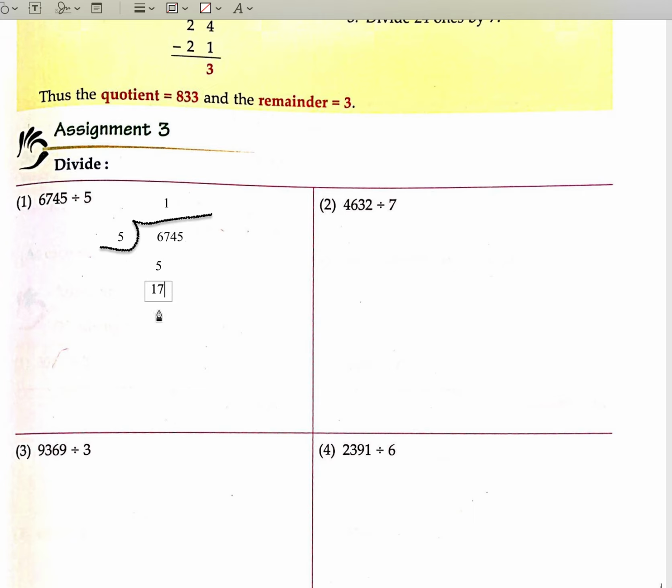Now 5 into what will be closest to 17? That would be 3, because 5 threes are 15. So we'll write 3 over here. And then below it we'll write 15. Then we have to minus 17 minus 15. 2. Then we bring down 4, so it becomes 24.